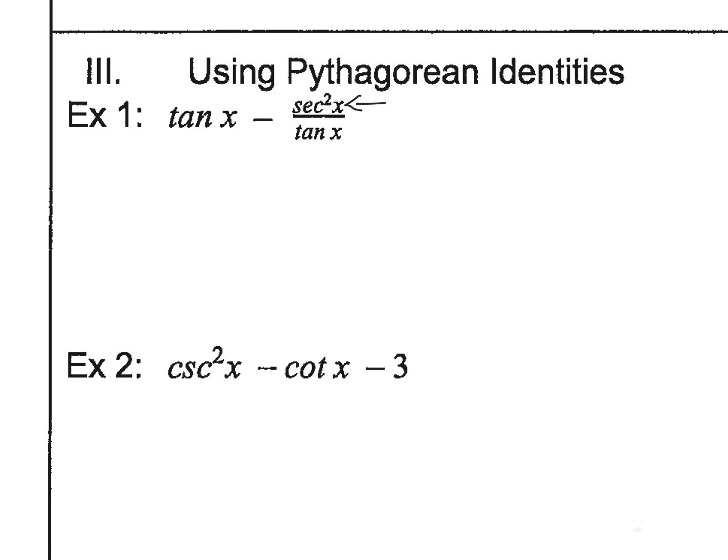Tangent squared theta plus 1 equals secant squared. So secant squared is tangent squared plus 1, isn't it? So this becomes tan minus, there's a lot of tangents in there, isn't there?